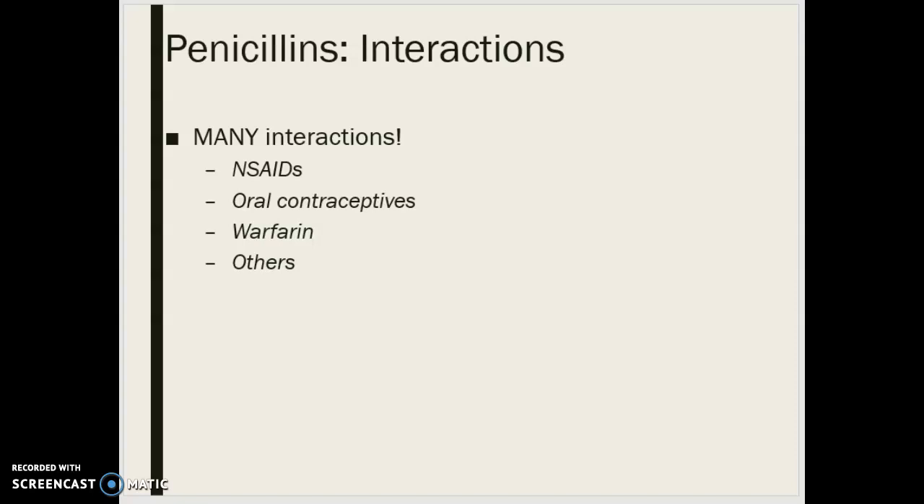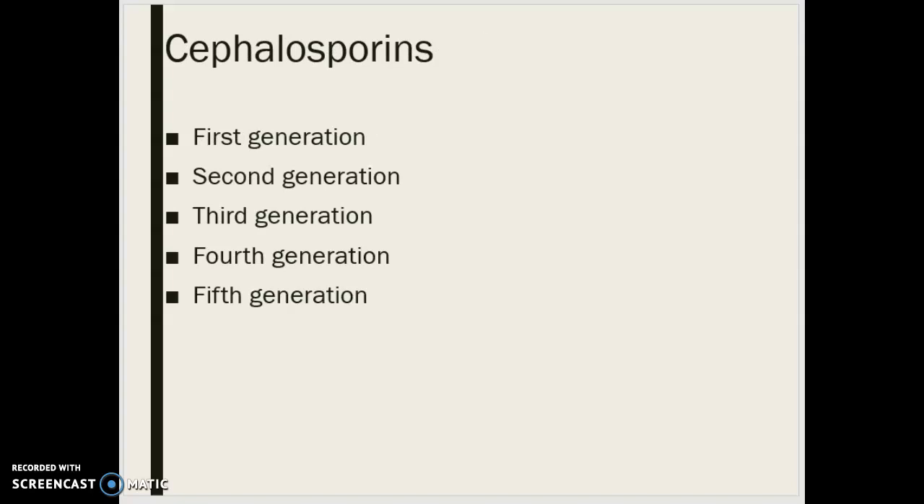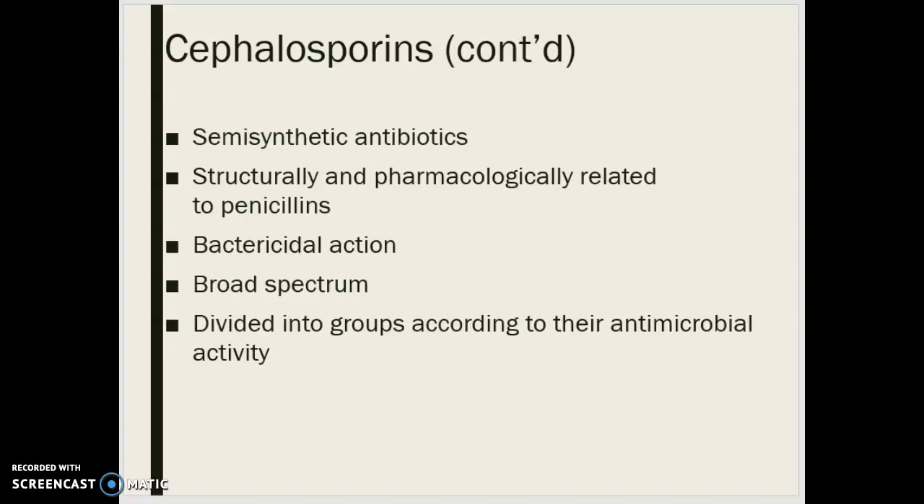Let's move on to the cephalosporins. Our cephalosporins occur in generations. So we have our first generation, second, third, fourth, and fifth generation. We'll touch on those in a little bit of detail in a minute. But our cephalosporins are semi-synthetic antibiotics. They're chemically and pharmacologically very similar to our penicillins. They inhibit cell wall synthesis, and so they have a bactericidal action.